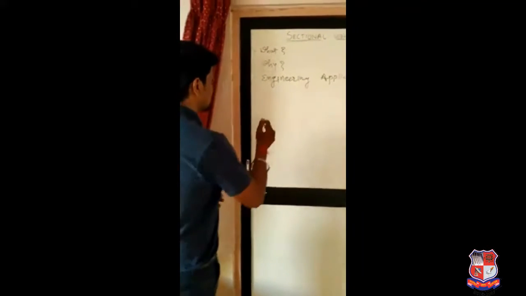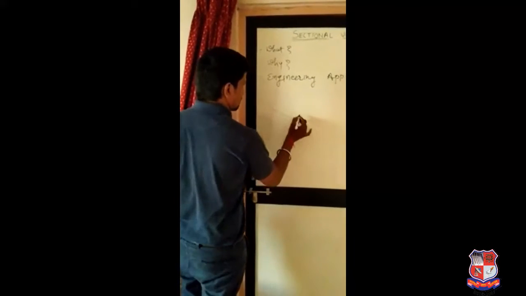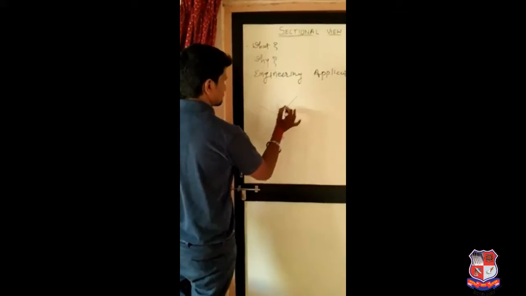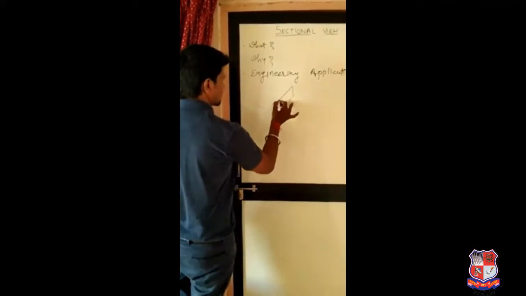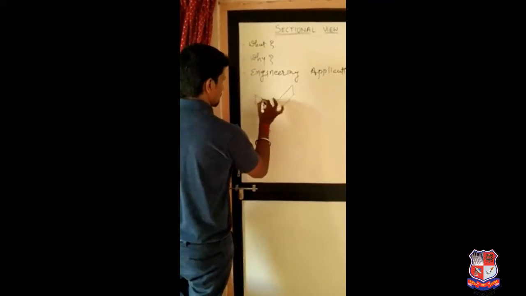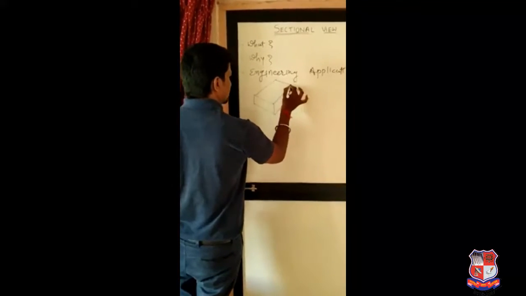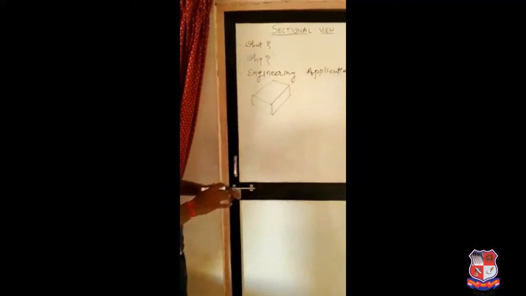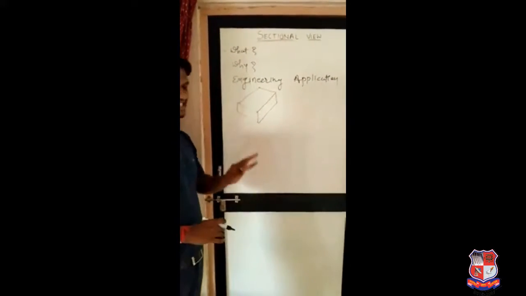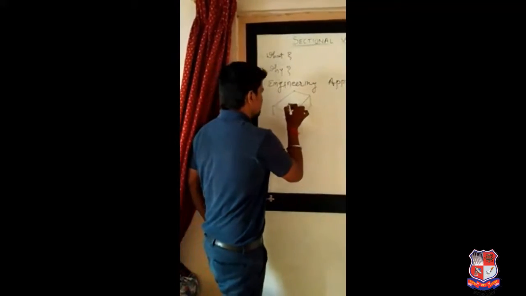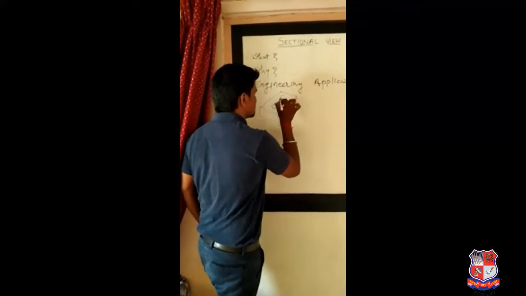Now let us consider one example. Here, one rectangular block is given to you. It is not a complicated object, it is a simple object, but just to understand what is sectional view, we are going to identify it with this simple drawing.